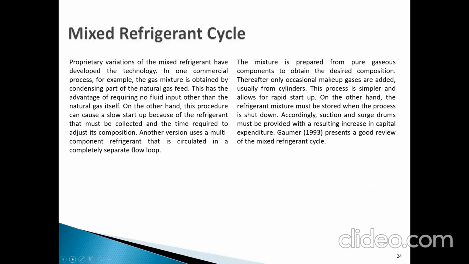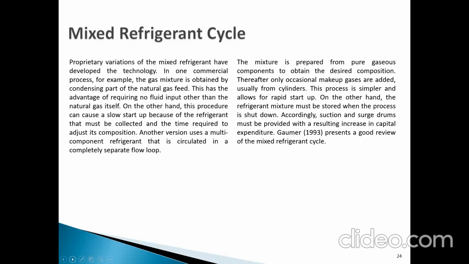In one commercial process, for example, the gas mixture is obtained by condensing part of the natural gas feed. This has the advantage of requiring no fluid input other than natural gas itself. On the other hand, this procedure can cause a slow start-up because of the refrigerant that must be collected and the time required to adjust its composition.